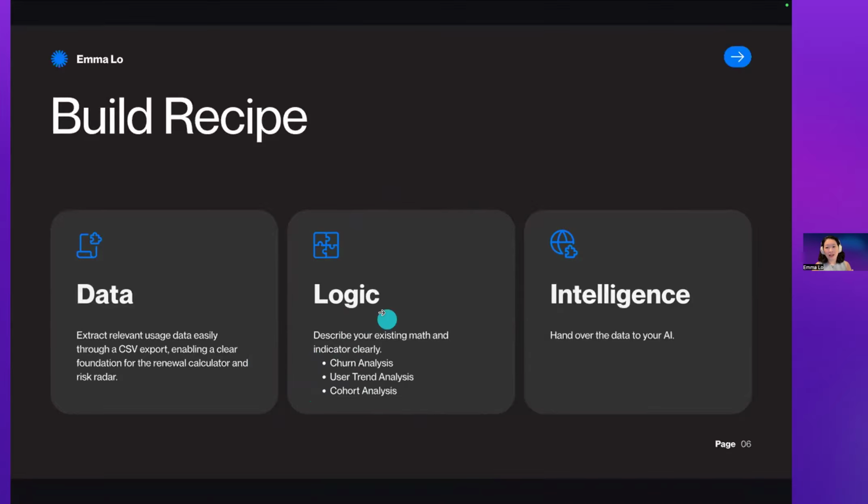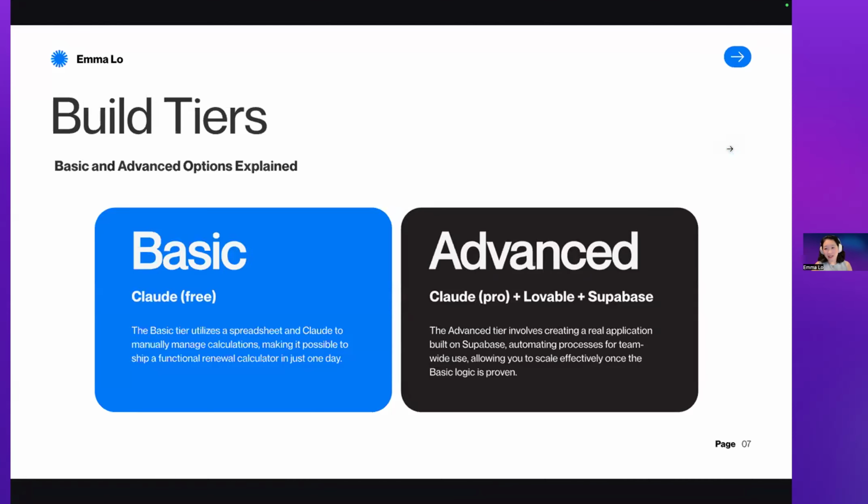Just really understand how customer behavior impacts risk to churn or gives good signals for expansion. And of course, we're talking about the AI part, which is handling their data to do the calculation. All right, so today we're going to talk about two levels.